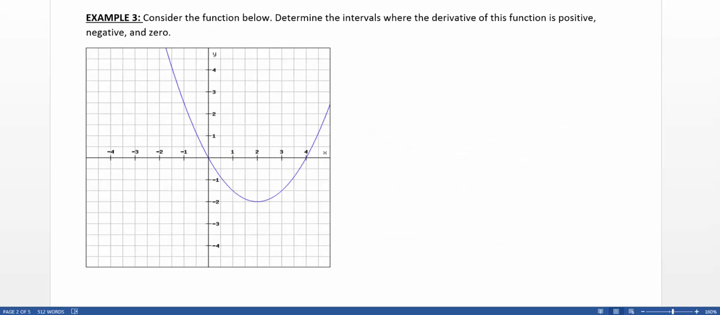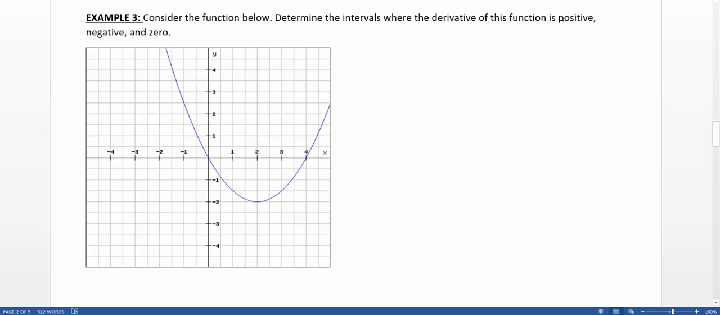Example 3. Consider the function below. Determine the intervals where the derivative of this function is positive, negative, and 0. This is very similar to example 1. Only now we have a new function that we're looking at, and this new function is exactly the function we got when we took the first derivative of the original function before. Only now this has become our original function, and we want to talk about the derivative of this picture.